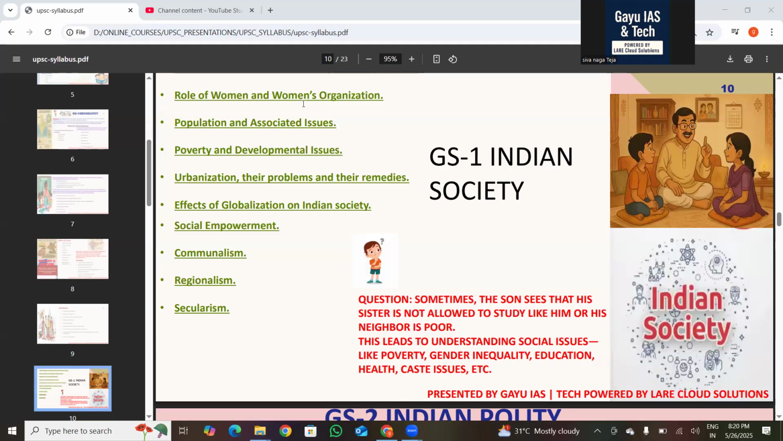The final takeaway is that GS Paper 1 is India's biography. History is our memory, culture is our identity, geography is the logic of land, society is our soul. To govern India, first we should understand her story. This is what we covered on GS Paper 1.